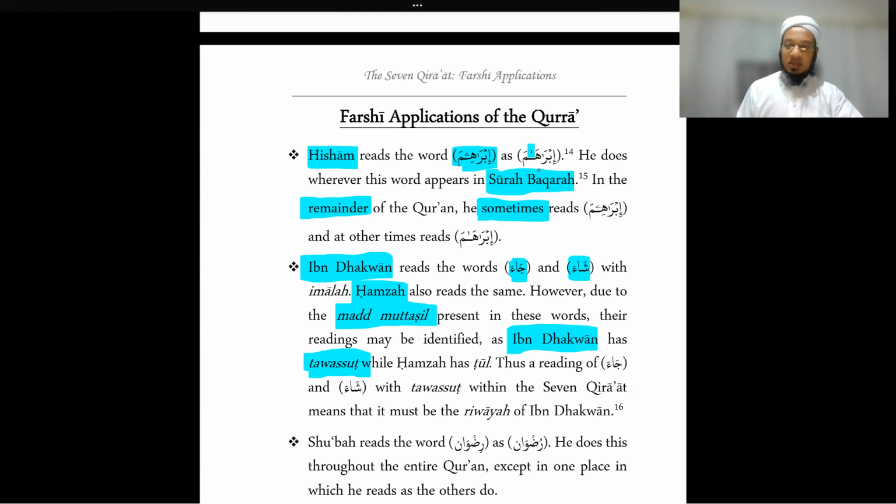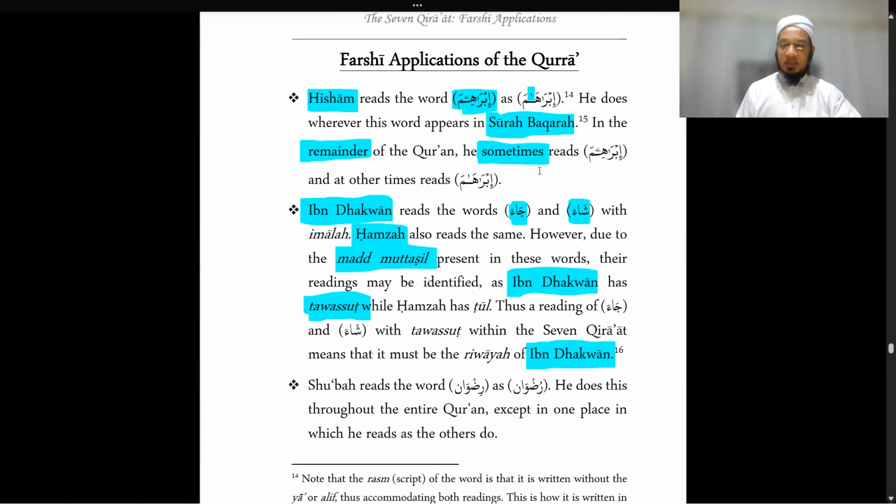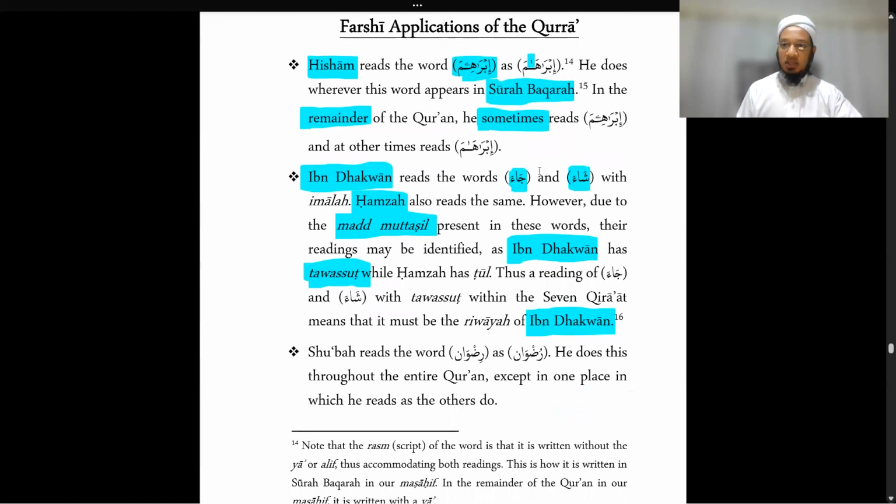So if you hear it being read with 4 harakat, pulled to that length, then you know it is going to be Ibn Dhakwan. Sha'a, sha'a. If you hear the imala, but you hear it longer, sha'a, sha'a, then it is not Ibn Dhakwan, it will be Hamza. So whatever the tricky one, the imala in ja'a and sha'a must be done with tawassut and not tul. When you hear that, then it will be Ibn Dhakwan.